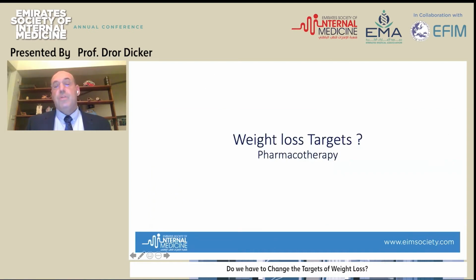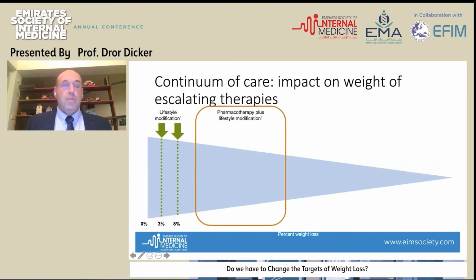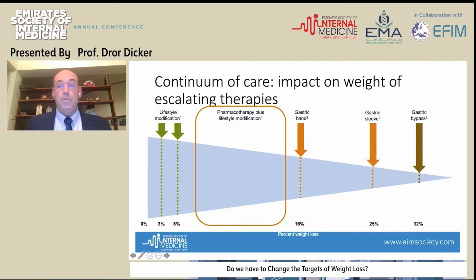Now, what about pharmacotherapy and weight loss targets? We know that lifestyle modification can lead to weight loss between 3 to 8%. And we know that bariatric surgery can lead to weight loss between 16% to 32% in gastric bypass. And this square resembles the obesity gap, the gap between lifestyle and bariatric surgery.